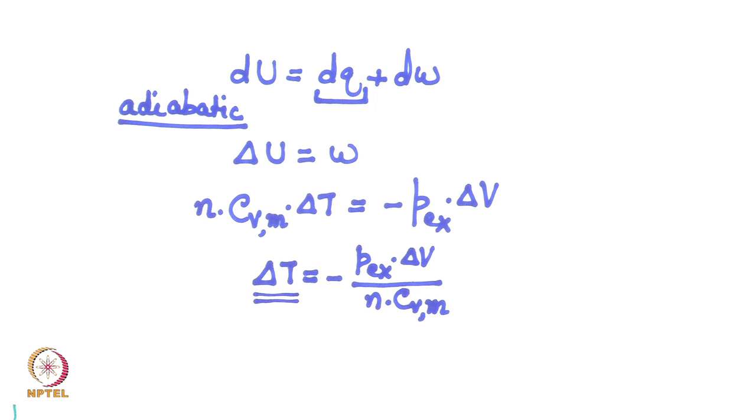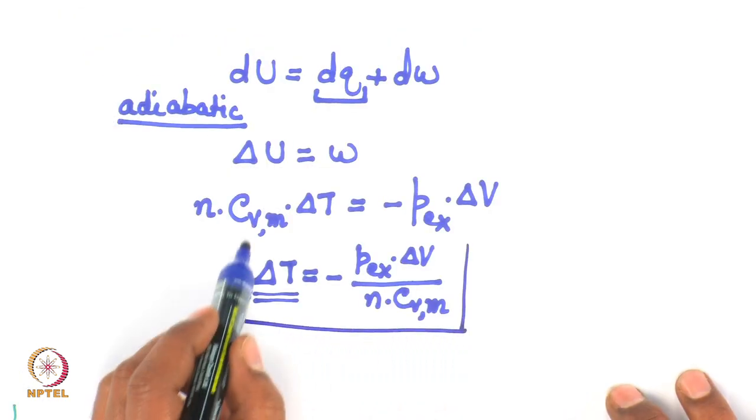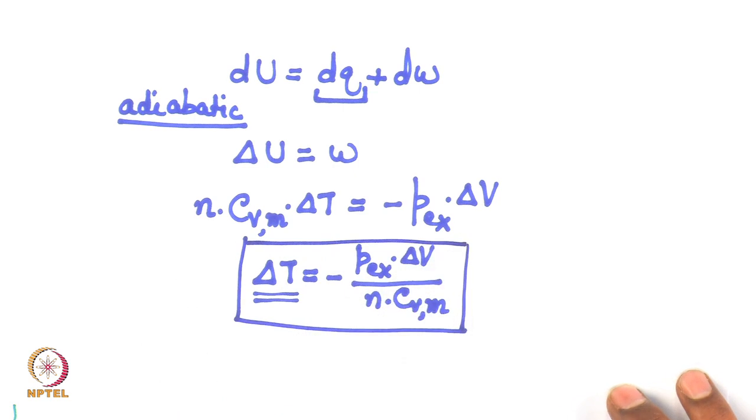This is what I just described: dU is equal to dq plus dw, and then immediately for an adiabatic change I can write that work done is equal to Cv times delta T. Remember that Cv is the heat capacity for a given size of a substance, and this Cv is equal to n times Cvm, number of moles times molar heat capacity. So, there should be no confusion when I write Cv or Cvm. That is why I talked in terms of Cvm.